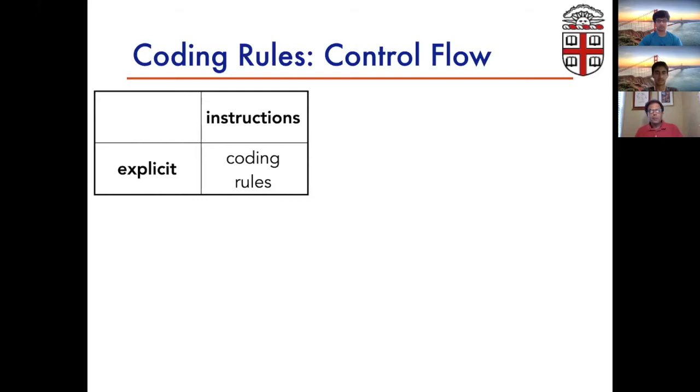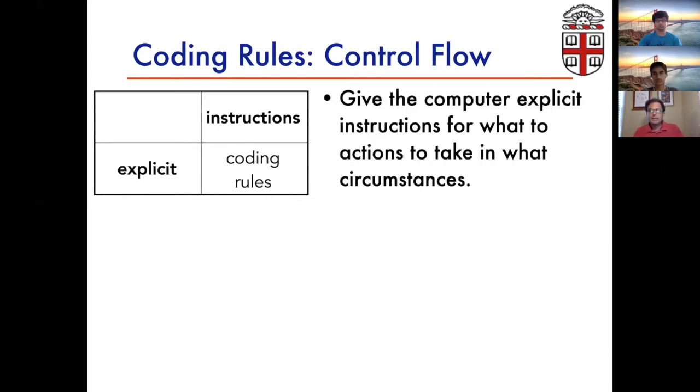So now we can go through the 4 different ways of telling machines what to do with this example in mind. I'm going to start, as I said, with explicit instructions or coding rules, or what you may know as programming. The idea here is that we're giving the computer explicit instructions for what actions to take in what circumstances. We write these down in terms of rules or programs, and then we have the machine execute them on our behalf. The key idea, the thing that makes this such a powerful and even possible thing to do, is what I'm going to call control flow.